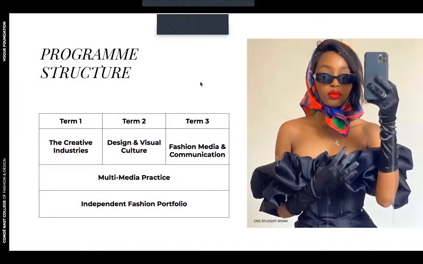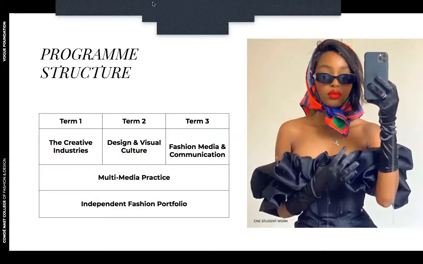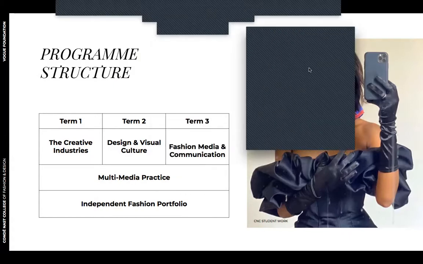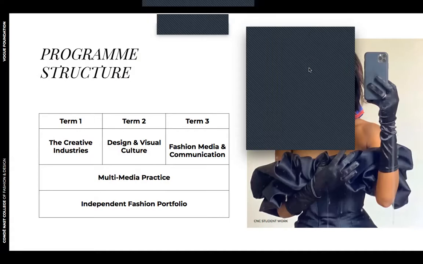So the program is structured so that we have five modules running throughout the year. The first one is in term one, creative industries. Then we have design and visual culture, and then we have fashion, media and communication. The multimedia practice and independent fashion portfolio are long and thin, so they run throughout the year.